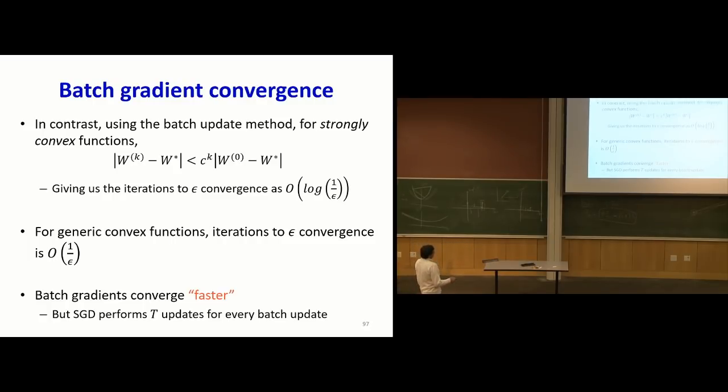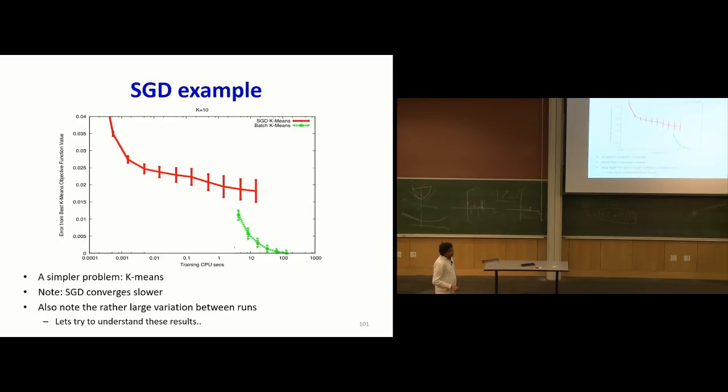And so SGD performs T updates for every batch update, but batch gradients actually converge faster. If you trade one off for the other, for sufficiently large training data, you're going to find that SGD is actually going to be better than your batch updates. It also comes with other advantages, like being able to perform computations in parallel, but let's get to that later.